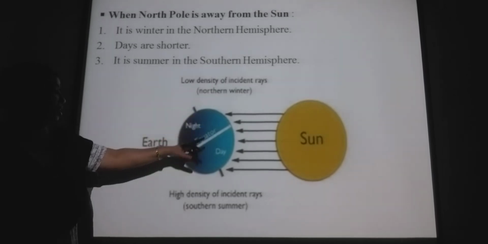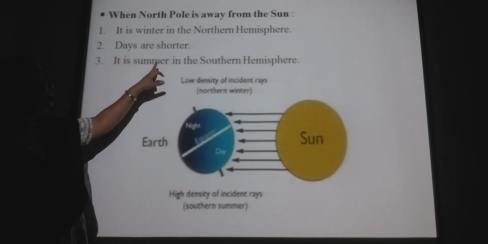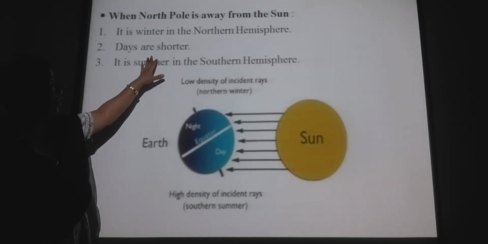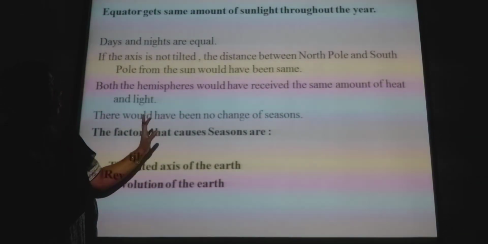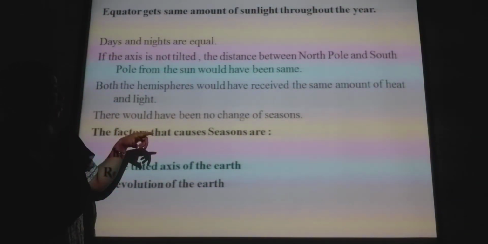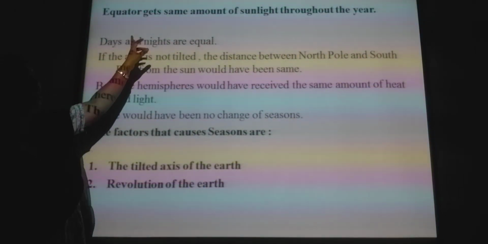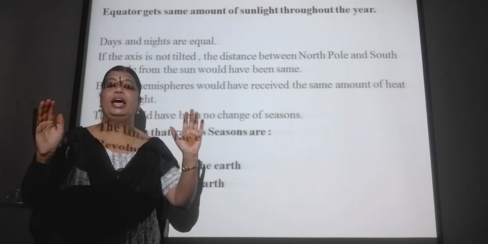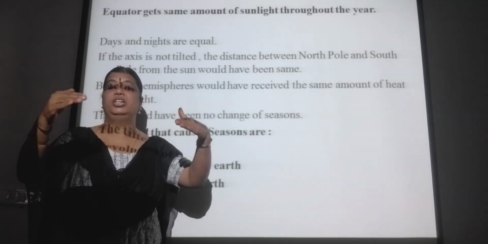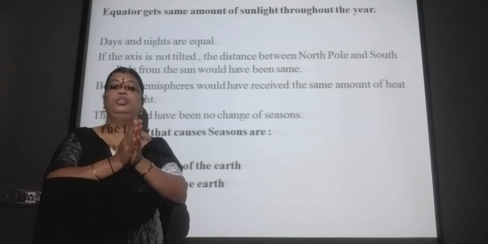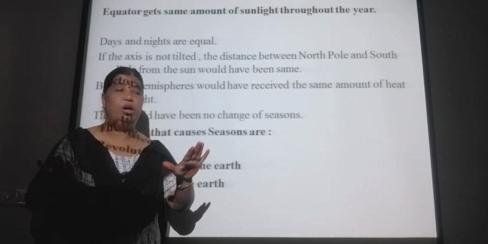Now see, the equator, this is how it is. So in winters in the northern hemisphere, days are shorter, and in summer, the days are longer. Now let us see the days and nights at the equator. It gets sunlight equally because it is present in the center of the earth and it gets an equal amount of sunlight. So days and nights are equal over there.